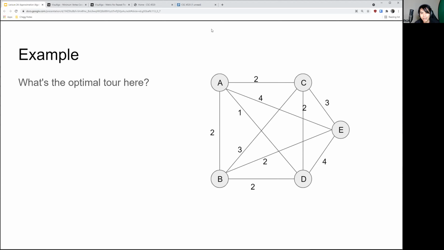In other words, if we start at A, where do we want to go next? Let's say we want to go to B next, or we want to go to D next, right? All of those are possible. Where would we want to go from there? And how would we find the minimum tour? The minimum tour is the cost to go from A to every other node and back to A that minimizes the total cost along the edges.